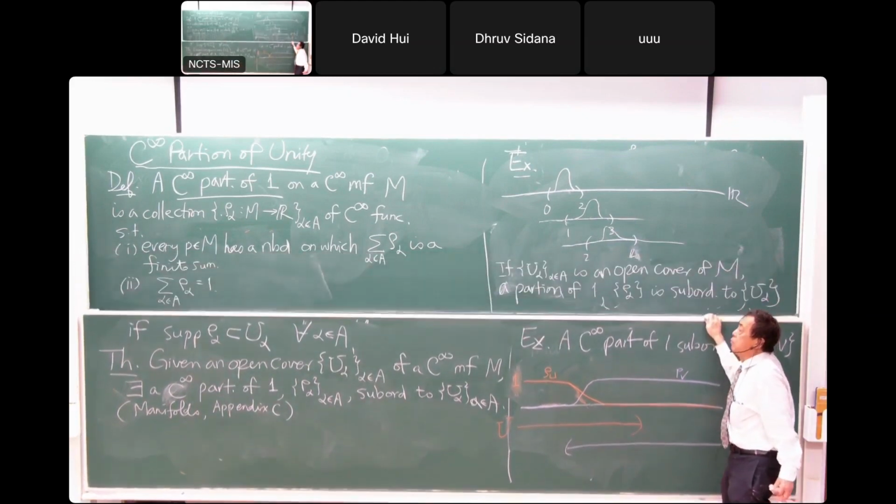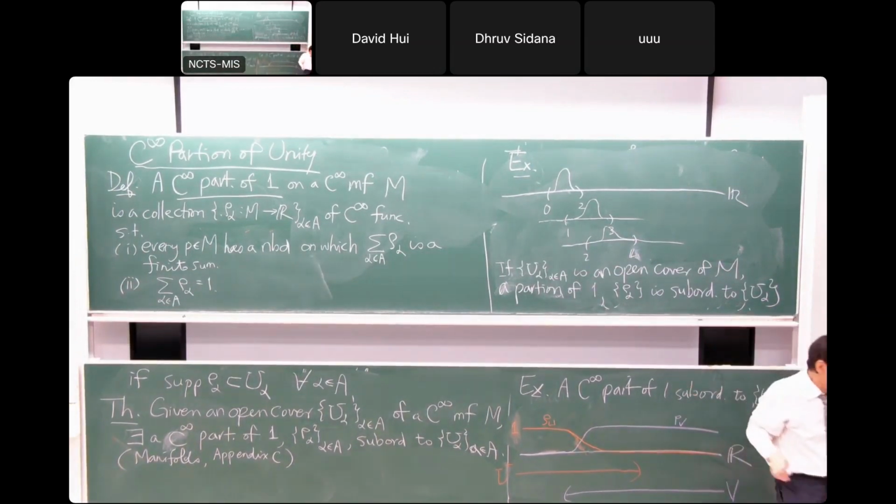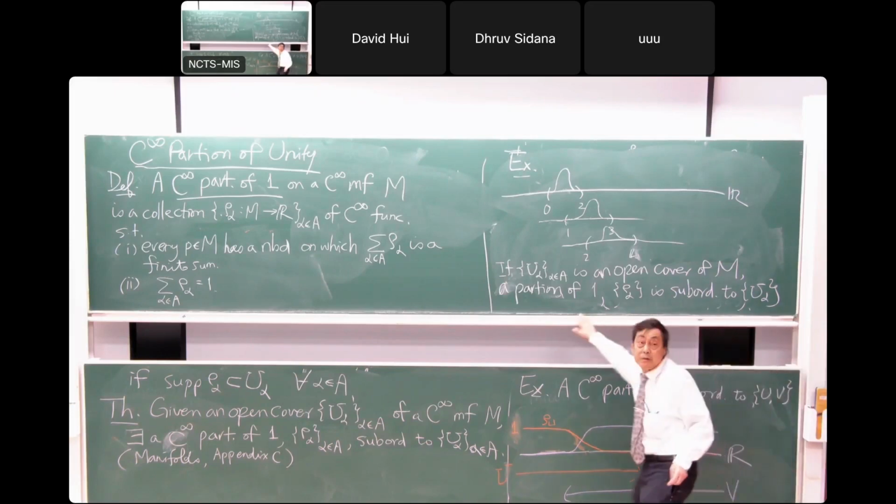Okay, so now let's apply this to calculate cohomology groups. And we are going to get what's called the Mayer-Vietoris sequence.